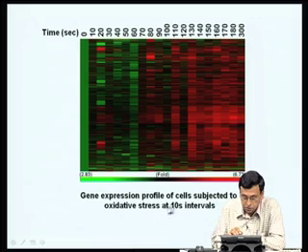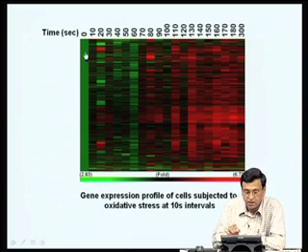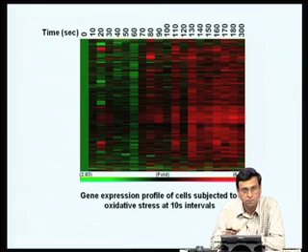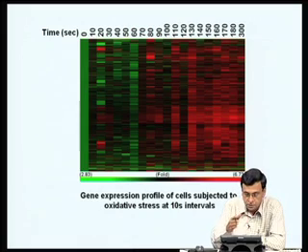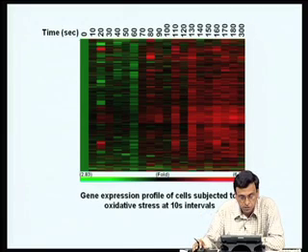Similarly, here is another example where, let us say, I am interested in the gene expression profile of cells subject to oxidative stress at 10-second intervals. So I can give the oxidative stress and isolate RNA at 10-second intervals and then look at the gene expression changes that take place because of this oxidative stress at different time points. And again you can see some genes are going up, some genes are going down, and one can look at these data and then make proper annotations and make certain conclusions.